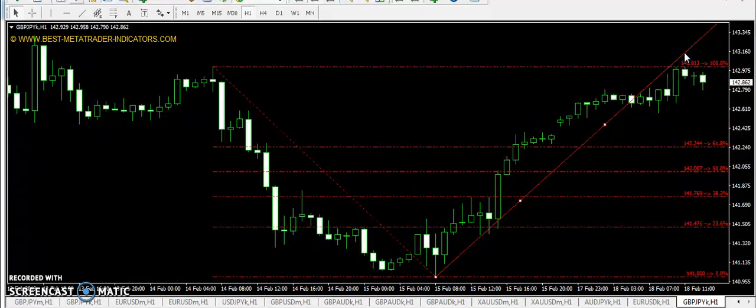So this is how, whenever you're going to take a swing trade, you will take it at the 100% or 0% level. But whenever you are going to do scalping, you can do scalping within these levels.